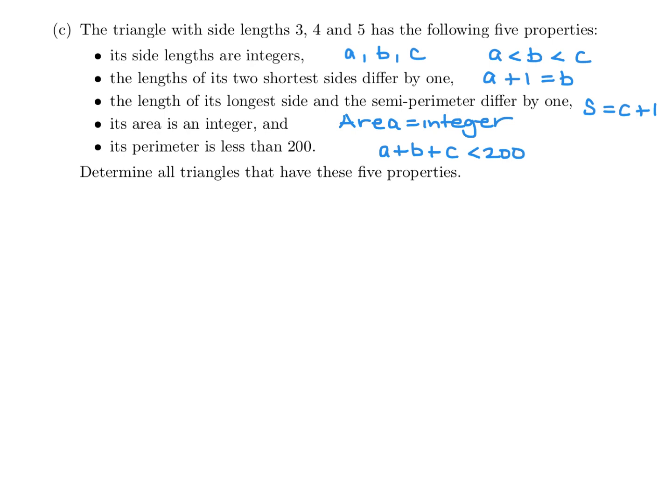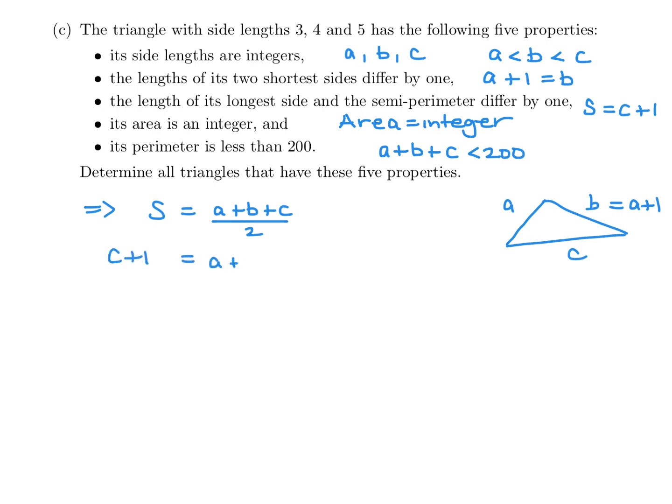Okay, so now let's work with this. So we have some triangle here, and it's got sides A, B, and C. Semi-perimeter is A plus B plus C over 2. Okay, B is A plus 1. I'm just trying to see what I can do here. This formula here that I just drew, S is C plus 1, and then A plus B, which is A plus 1, plus C over 2. So this is 2C plus 2 is 2A plus 1 plus C, and therefore C would be 2A minus 1. Okay, so C is 2A minus 1.